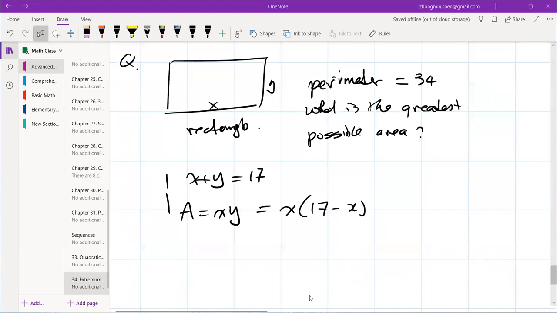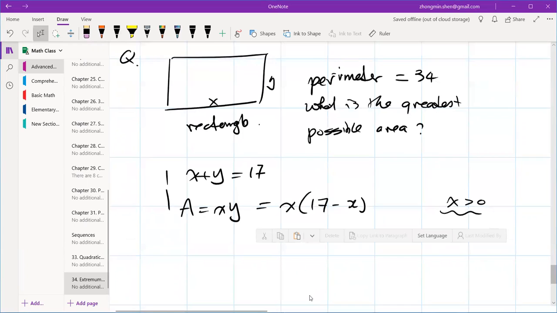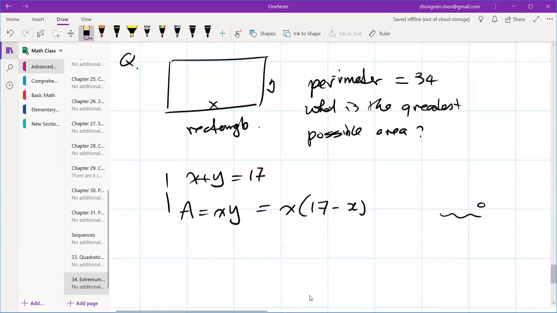All right, so here x is the arbitrary value, but x cannot be negative. Okay, be careful, right? x cannot be negative. And x even cannot be larger than 17. So there was a restriction that you need to be careful about when you study that.